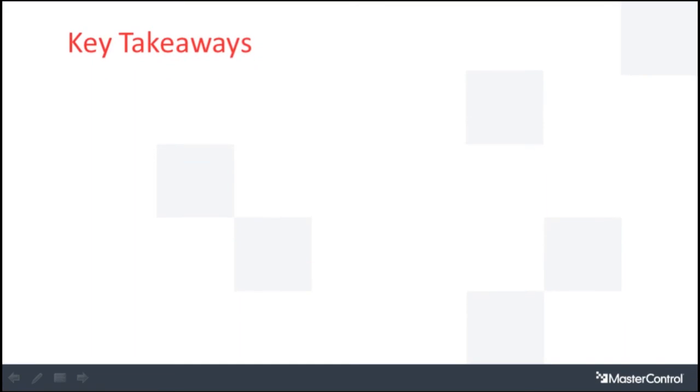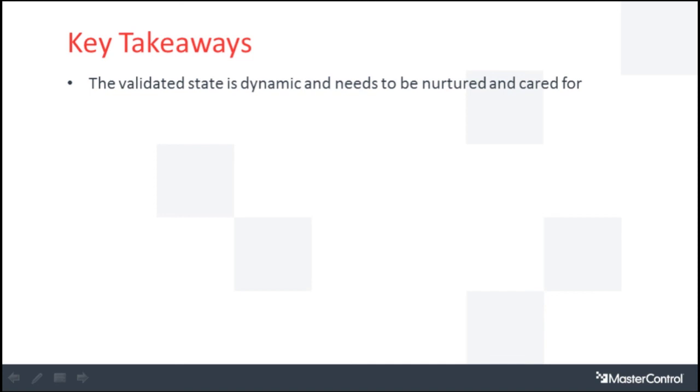All right, so some key takeaways. All right, so like this Tyler guy's been rambling on for 40 minutes. What am I going to take away from this? So the first thing is that the validated state is dynamic, okay? It's not something we can just get in there, get through the IQ, OQ, PQ, and we're done. It's not. You guys are going to have to maintain that.